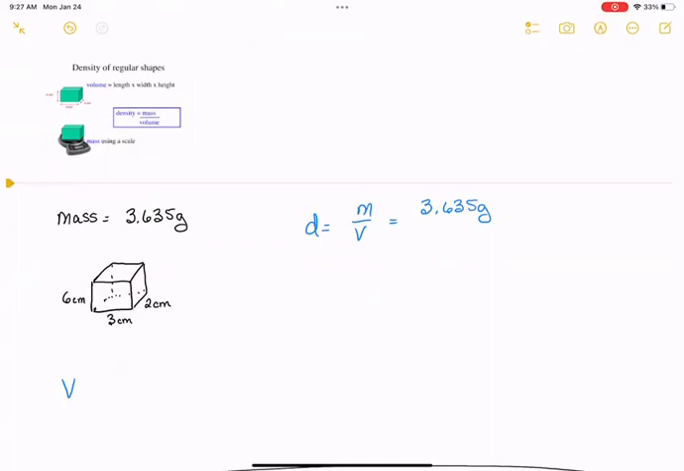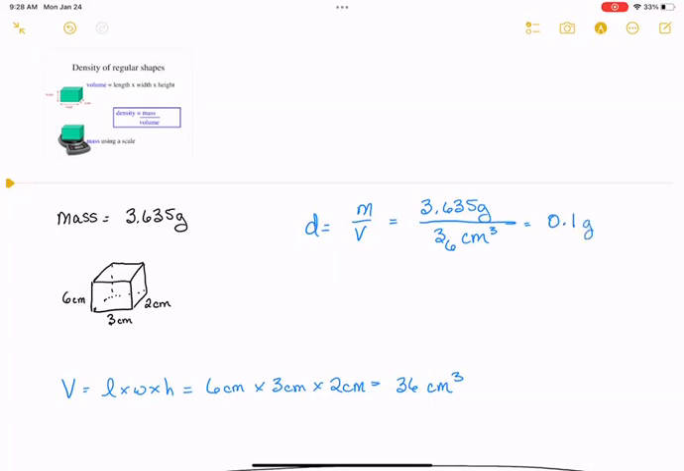Since this is a cube of sorts, then our volume is going to be the length times the width times the height. Or in other words, it's 6 centimeters times 3 centimeters times 2 centimeters, which is 36 cubic centimeters. So we would take that 3.635 and divide it by 36 centimeters cubed, because centimeter times centimeter times centimeter is a centimeter cubed. And our answer would come out to be 0.1 gram per centimeter cubed.